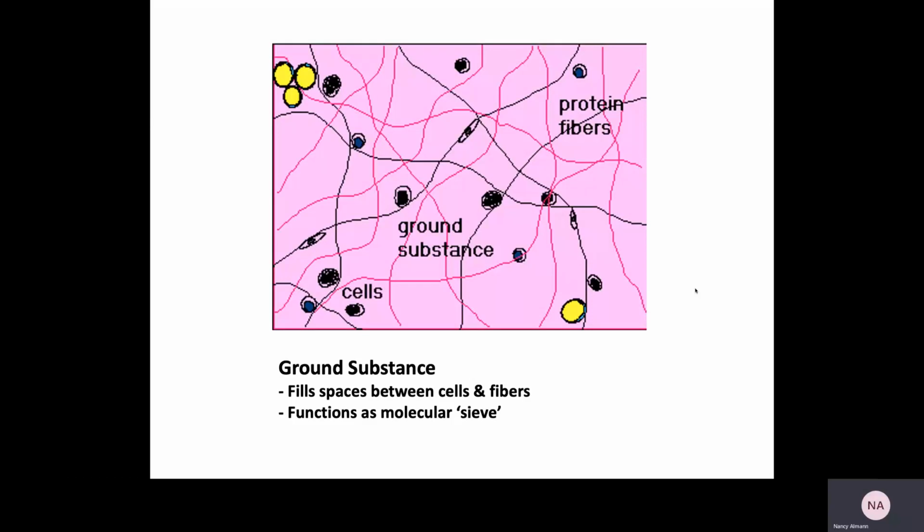Now, ground substance, I mentioned that before. What is it? It's this stuff that is going to fill the spaces between cells and fibers, and it's sometimes sort of this gelatinous mass. And it's going to function sort of as a molecular sieve, which will allow some material through and not others.